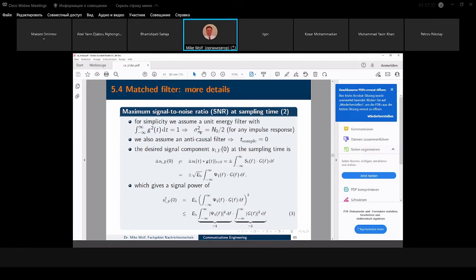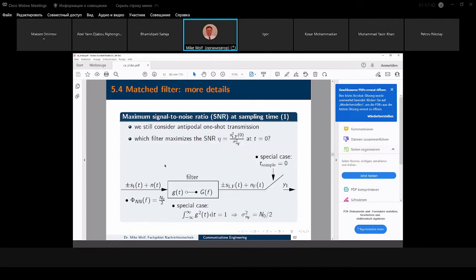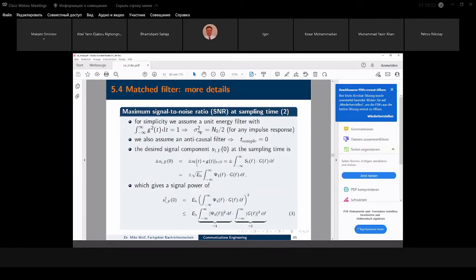So I say we transmit S1 of t. We transmit either S1 or minus S1. S1 and S2 is antipodal transmission. Yeah, plus minus S1. Sorry, it's wrong. So now I switch to without a mouse here. So we transmit this. What do we do?